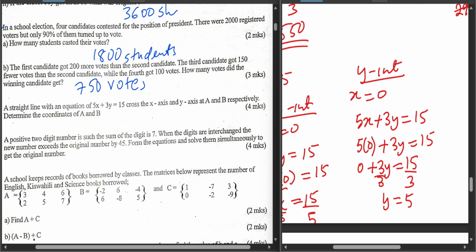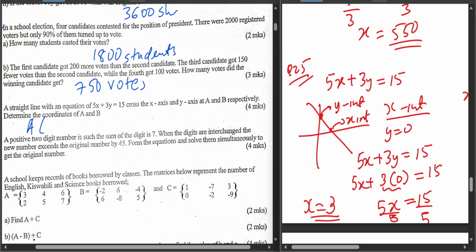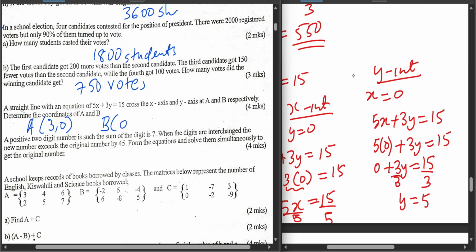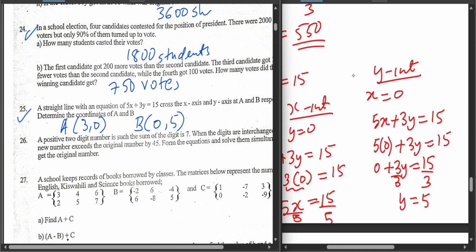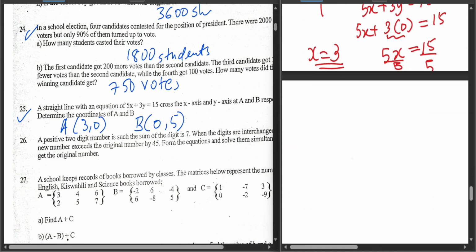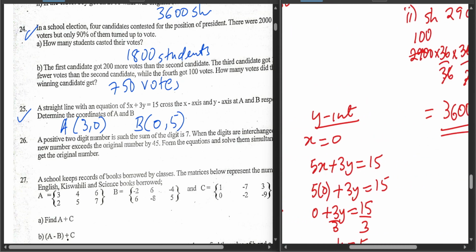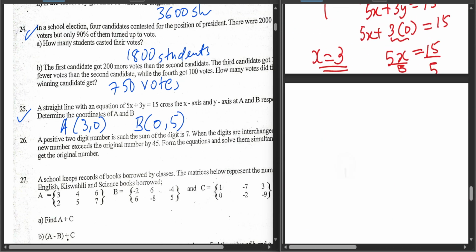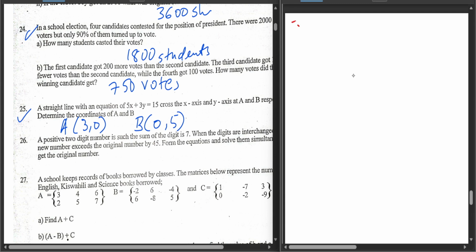So let's write here. The x-intercept, which is A, is (3, 0). B, which is your y-intercept, is (0, 5). Basically, that is the answer to this question. Now, let's go to the other question, question 26.